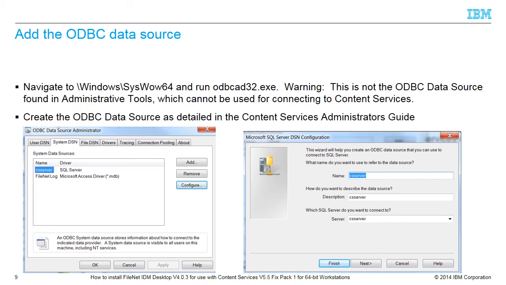The instructions can be found in the Administrator Guide for Content Services if you need assistance in how to configure this based on the database you are connecting to. The example given is for Microsoft SQL Server. Follow the guide if you need to configure for an Oracle database. The link to the documentation is provided at the end of this presentation.